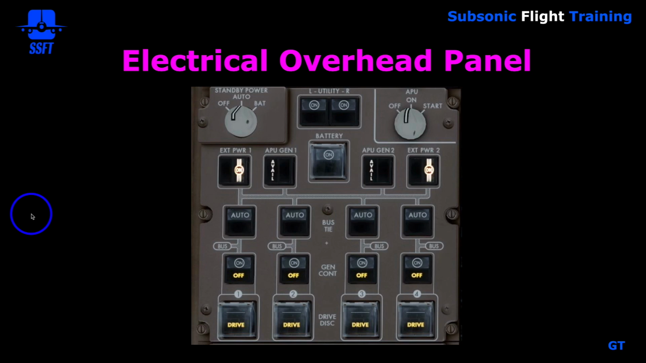Here's a look at the overhead panel on the 747-400. The Dash 8 looks identical. Starting from the bottom here, you have the IDGs for engines 1, 2, 3, and 4, the integrated drive generators. These are momentary action switches. They have a drive light within them. The drive light would represent low oil pressure or high oil temperature within the IDG.